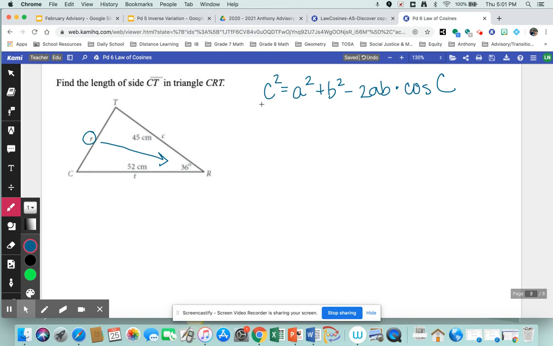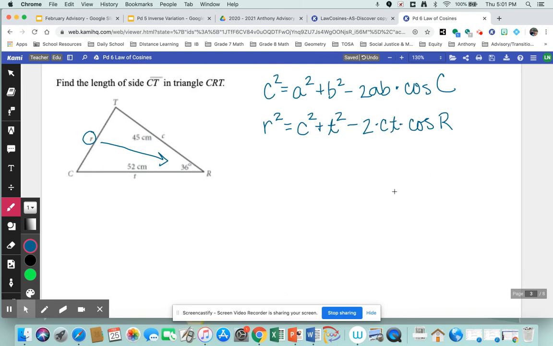So what we're looking for is side R. So I'm going to put R in here, and we're allowed to do that, R squared. And then over here it's going to be cosine of angle R, because that's what we're looking for. And then the other 2 sides that we don't have are C and T. So C squared plus T squared minus 2 times CT. So we're just looking for those patterns, okay?